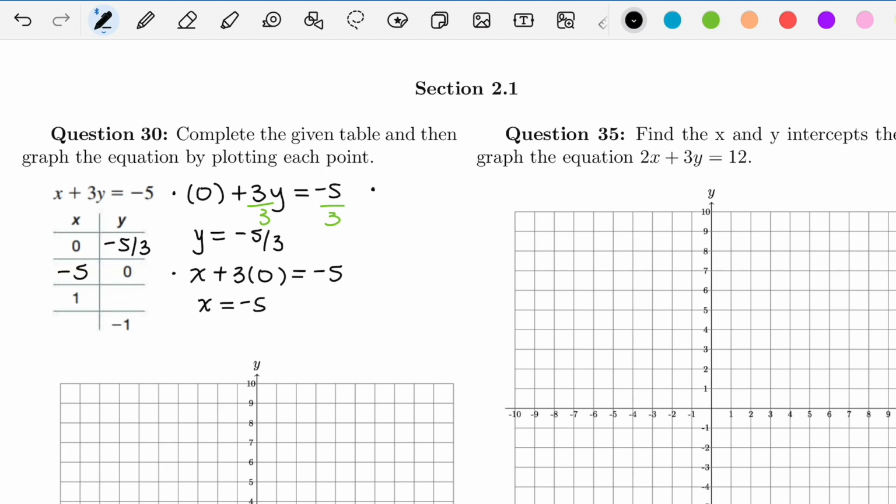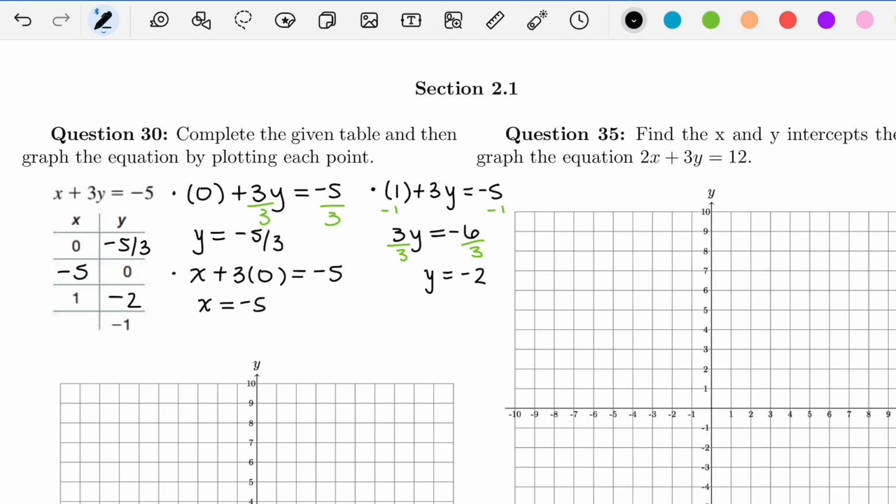Now let's do the same for the last two here. This one we have x is equal to 1, so we'll plug in a 1 for x, and then we want to solve for y. So I'll subtract 1 on both sides. We're going to get 3y is equal to negative 6, and then just dividing by 3 on both sides, we'll get y is equal to negative 2. So we'll plug that into our table here.